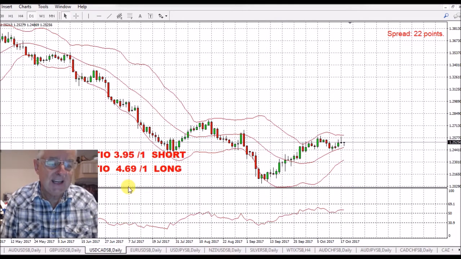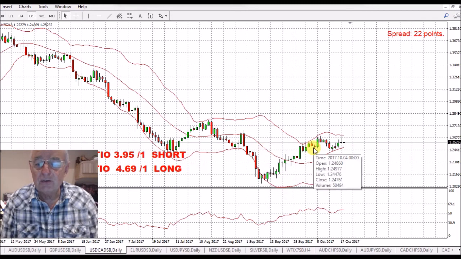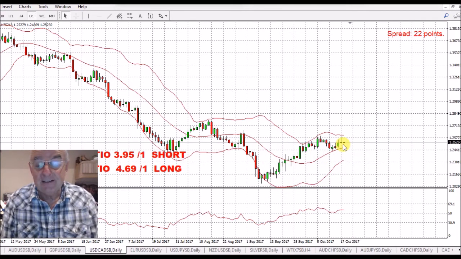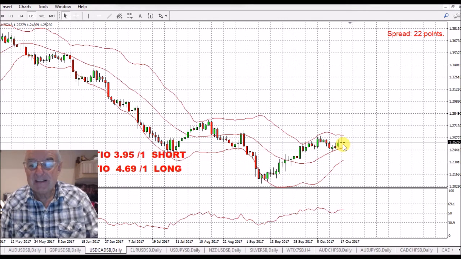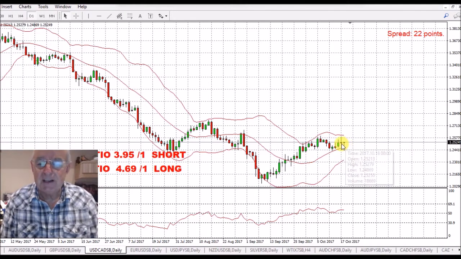The USD CAD, we've got a short ratio of 3.95 to 1. That's short the Canadian dollar, so long the pair. Basically, it hasn't done anything the last about 10 trading days. I'm really expecting better things of this, but at the moment, it's just basically sideways movement.